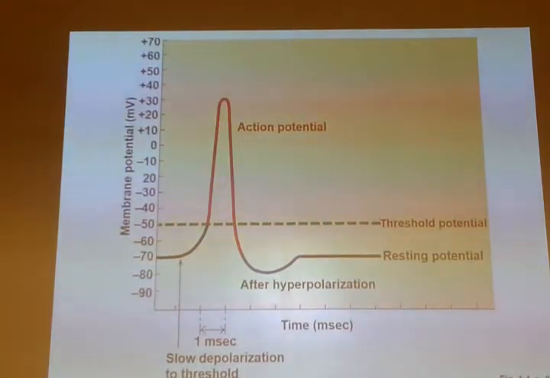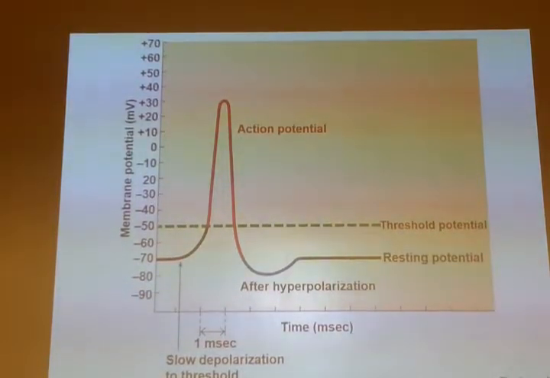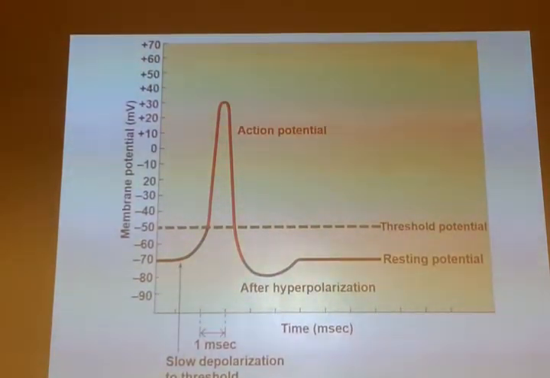After hyperpolarization is not really considered part of the action potential. It's preventing another action potential from being generated due to events going on downstream, and it's making any input to the cell have to be larger to get the action potential generated. So you have to make up that negative difference and then get the positive charge to get to threshold.